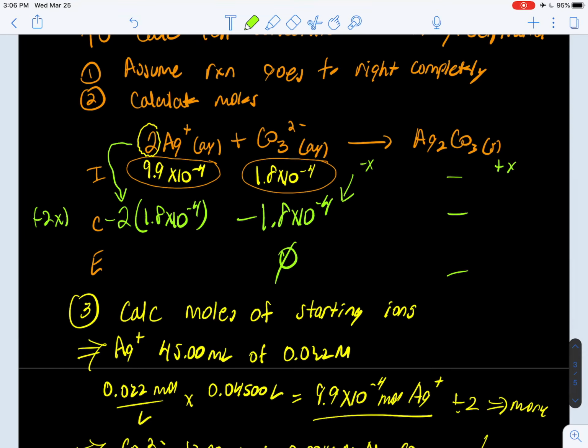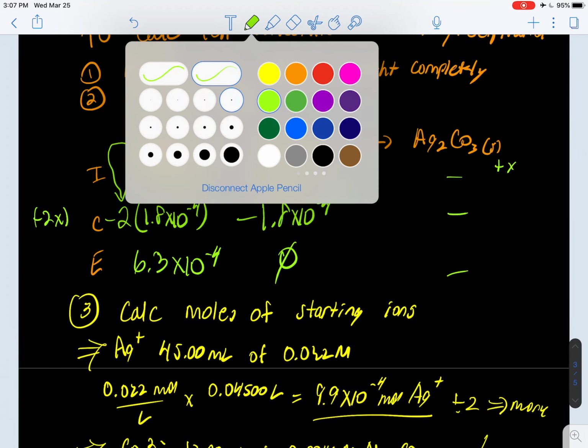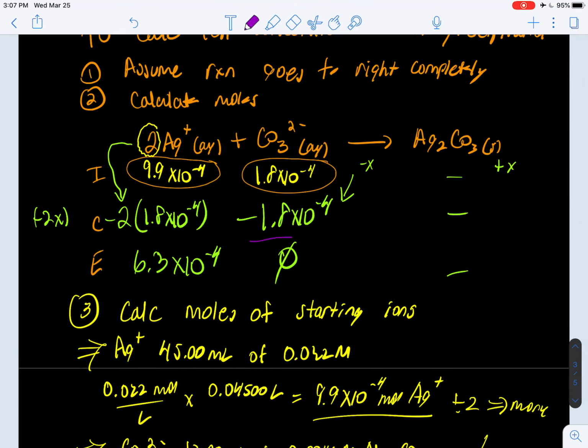And then we'll do the math on the left with the silver ion. So 9.9 times 10 to the minus 4, and we want to subtract 2 times 1.8 times 10 to the minus 4. Okay? And that gives us 6.3 times 10 to the minus 4. Okay? So pretending the reaction occurred all the way to the right, we would have no carbonate, and we would have all of this silver ion. Okay?